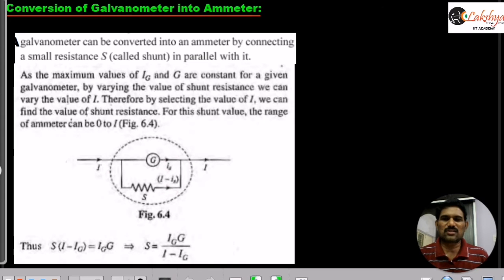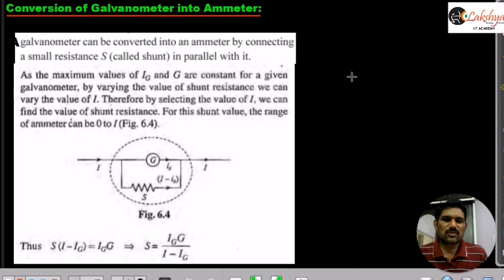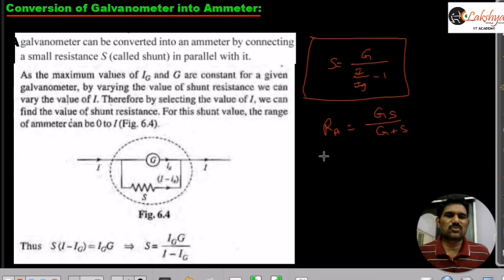So then I and Ig, and this is I minus Ig, and from this we are writing here, note this expression. Note this S value in this form: S is equal to G by (I by Ig minus 1), right? Generally for the shunt resistance, if you remember this form, you can solve the problems easily. And the total resistance of this ammeter is G into S by G plus S.